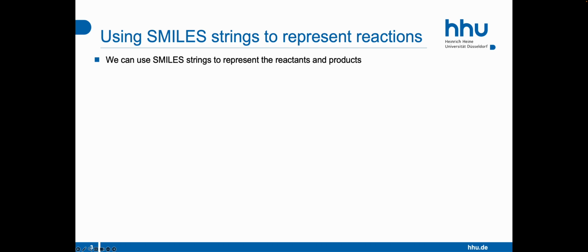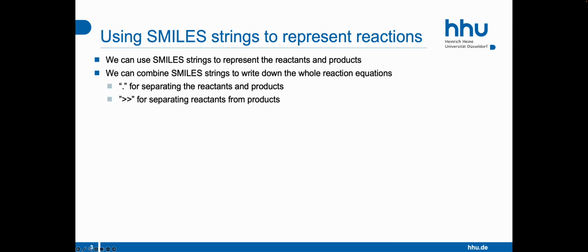We have seen that we can use SMILES strings to represent single small molecules, and we can do the same for chemical reactions by adding 2 additional characters to our set of characters for representing SMILES strings. On the one hand, this is a single dot for separating the reactants and also for separating the products.